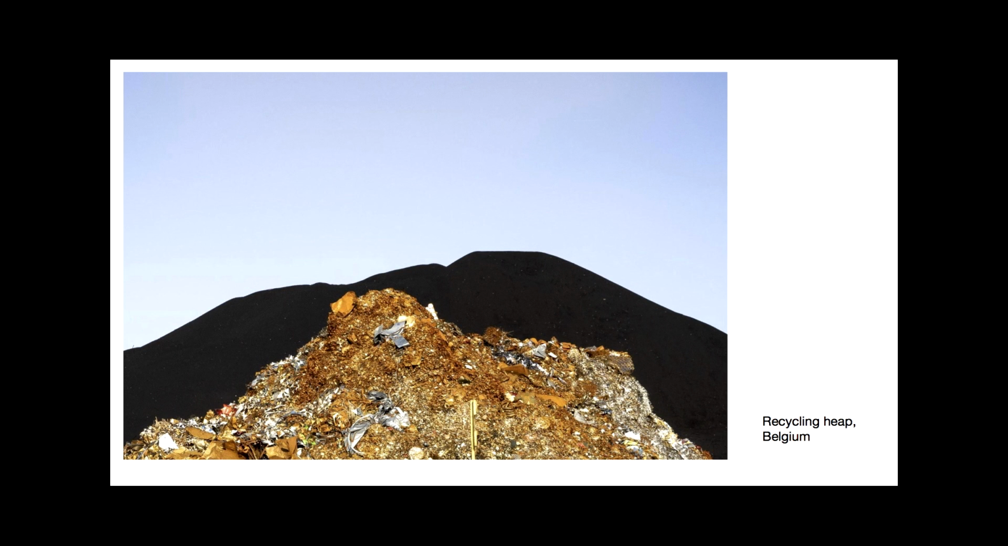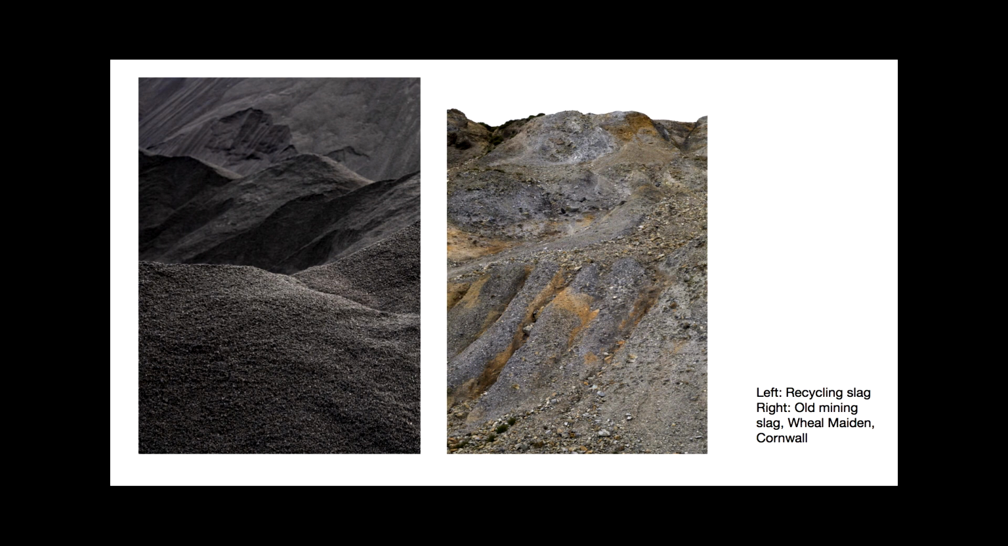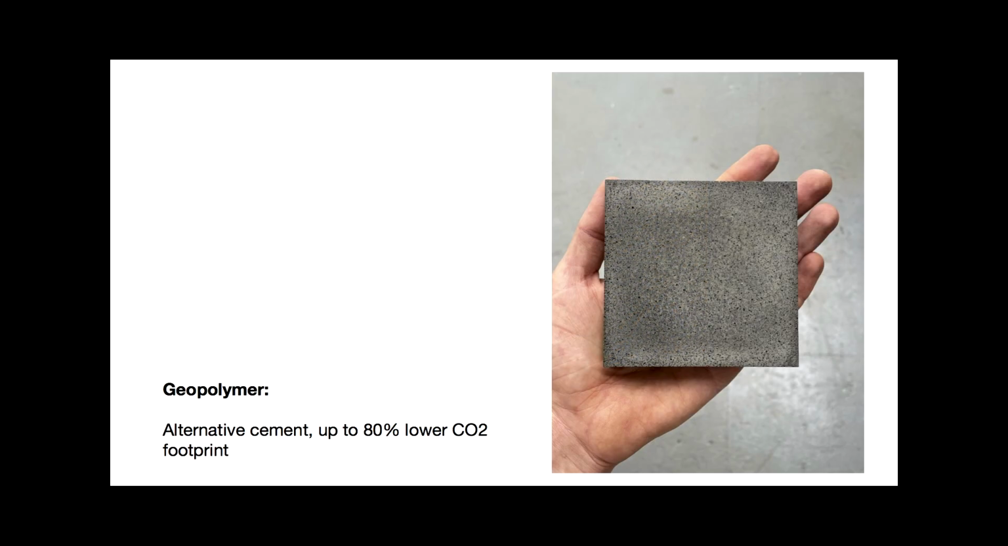But it's also part of recycling. Even though we recycle a lot of our copper in Europe, about half of our copper is from recycling, when you recycle, you still produce slag. It doesn't matter if it's from a mine or recycling. So this is a recycling heap in Belgium. You can see recycling slag on the left and a more old industrial era slag on the right. But the interesting thing about slag is that because it's been through such high heat, you can use it as an alternative to cement. It's called a geopolymer, and scientists figured this out in the last few decades. It has about 80% lower carbon footprint.